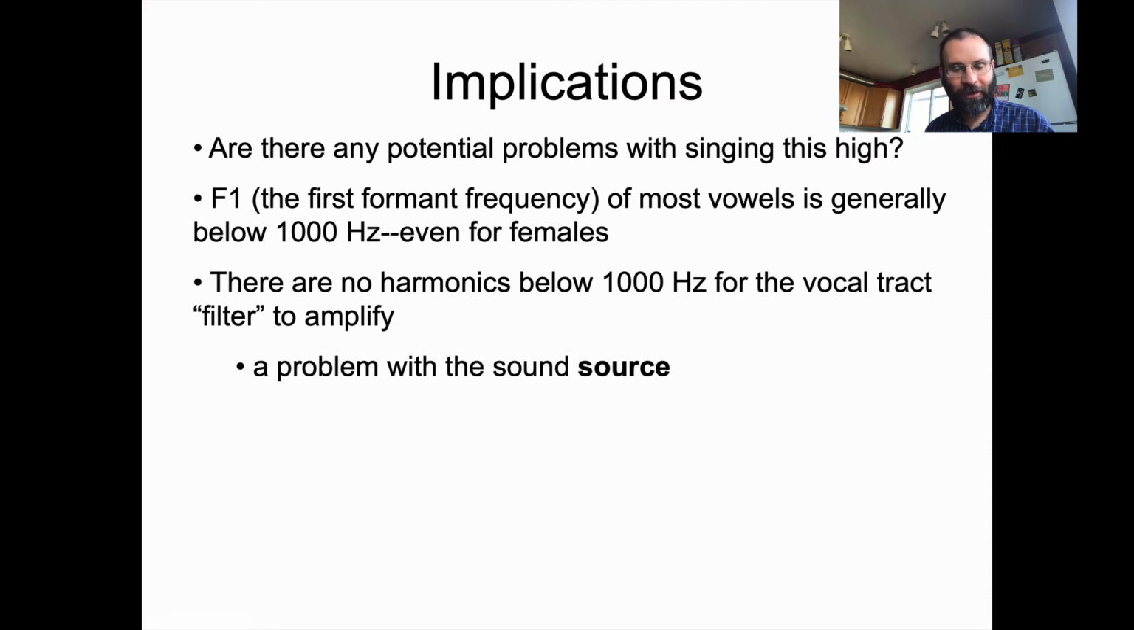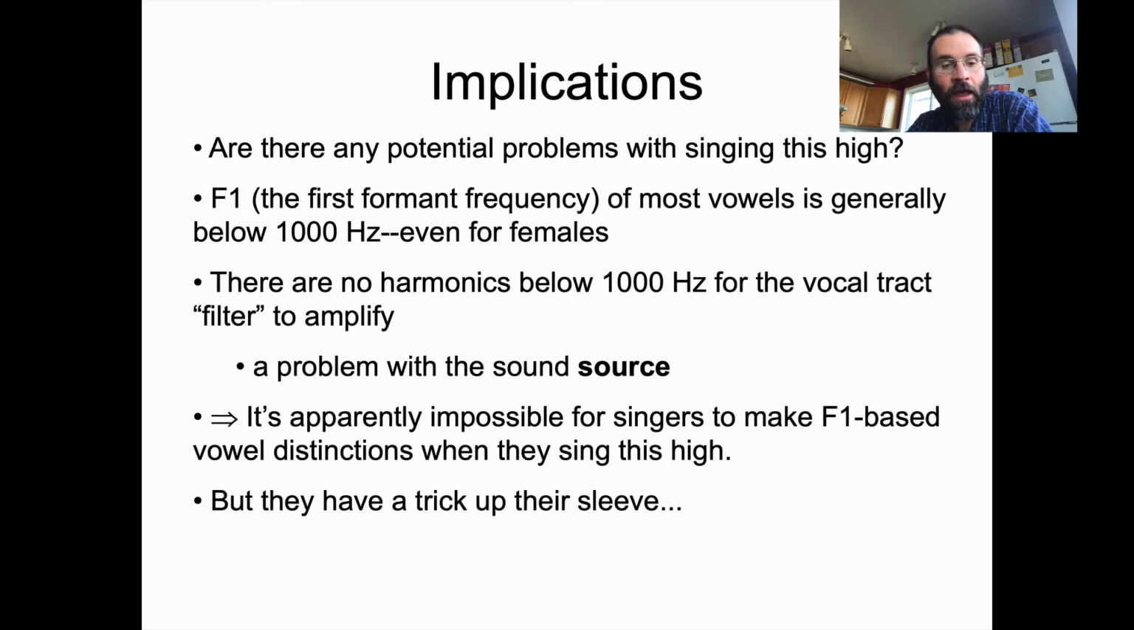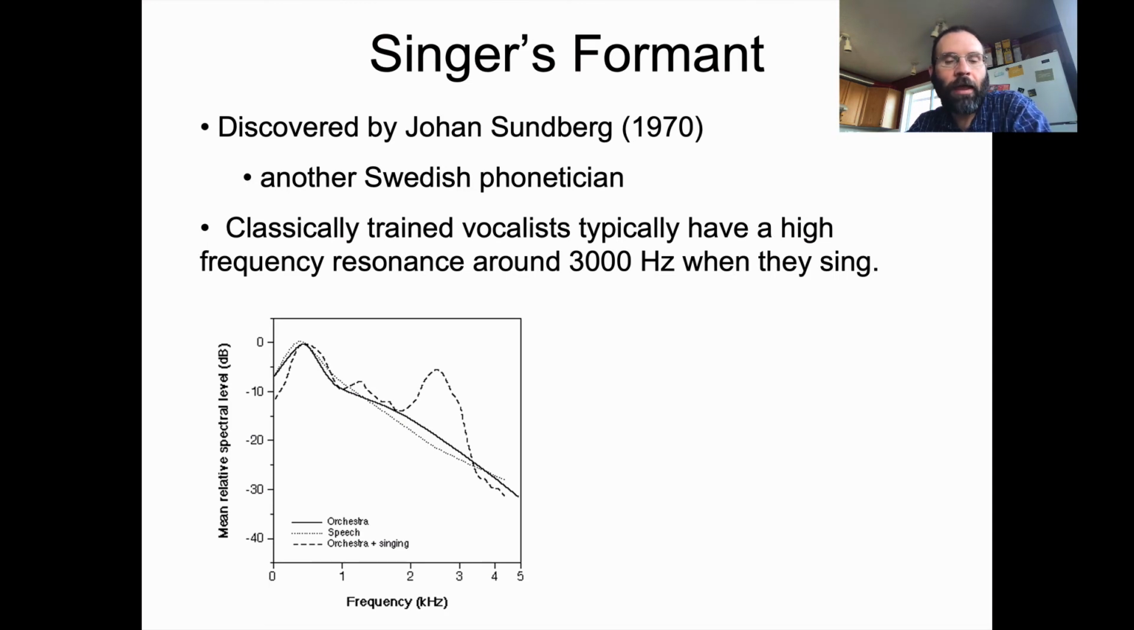Same thing here in this particular weird case where we have a vocalist who's singing a super high note. She's going to produce the source sound for whatever she's singing, but she's not going to be able to get that characteristic resonance that we're used to hearing when she speaks. So on the surface, it seems like it would be impossible for singers to make an F1-based vowel distinction when they sing that high, but they have a trick up their sleeve, which is famously known as the singer's formant. This was discovered 50 years ago now by another Swedish phonetician named Johan Sundberg.